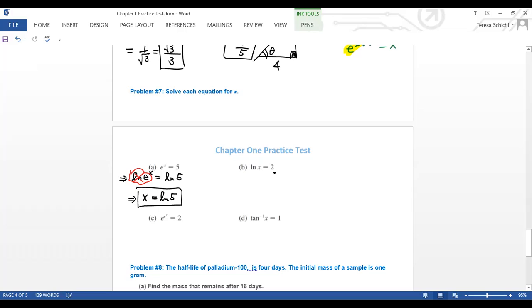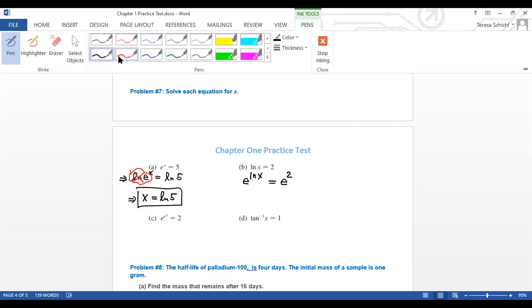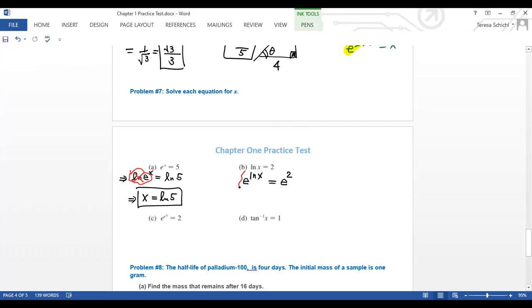Now part B is the natural log of x equals 2. What do I need to do? I take the exponential of both sides, so it will be equal to e to the 2, with the 2 as the exponent. E and the natural log are inverses, so they cancel. So what is your x value? X is equal to e to the 2, right?